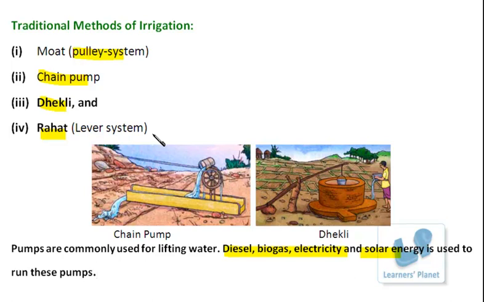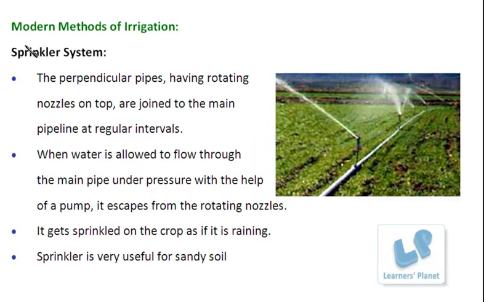So nowadays there are modern methods for the purpose of irrigation. Let me show you that. See, one of the modern methods is the sprinkler system. In this sprinkler system, pipes are arranged in the fields, right? These pipes are perpendicular. That means the vertical pipes are arranged over these horizontal pipes.